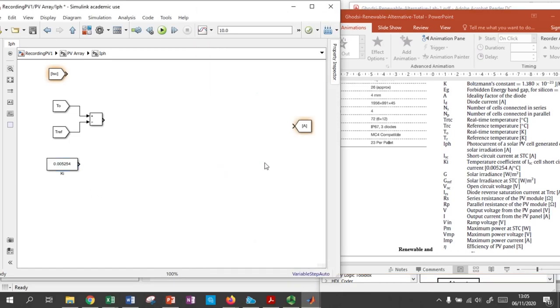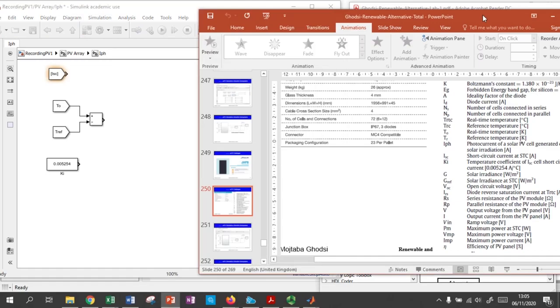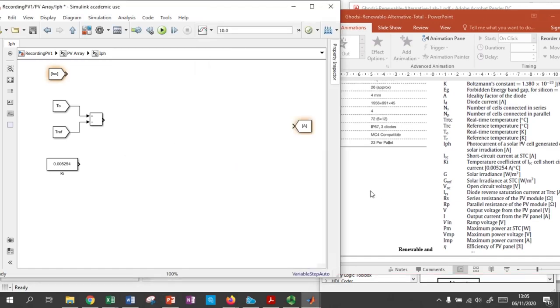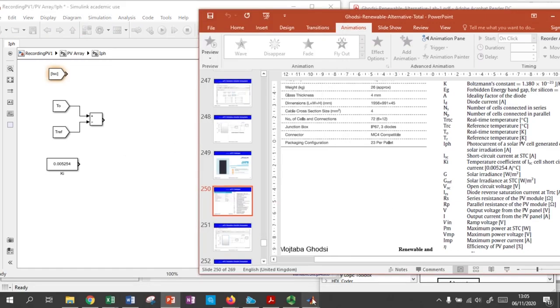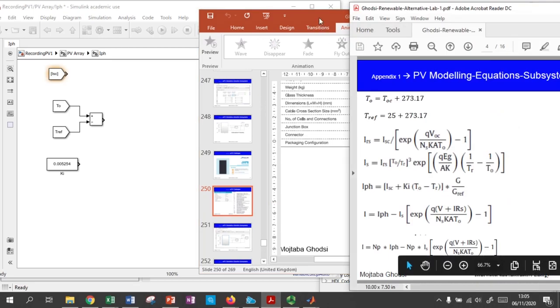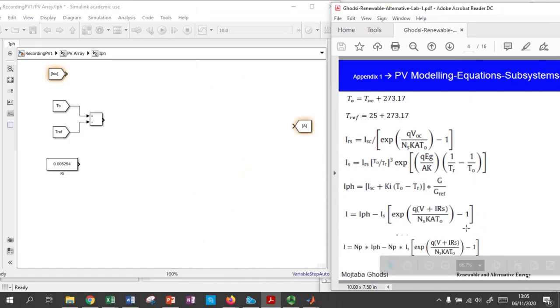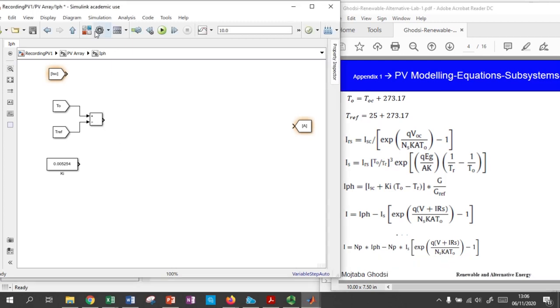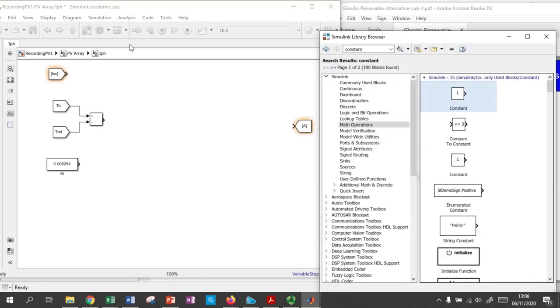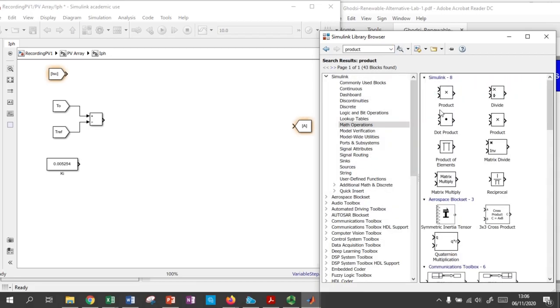Okay, this is Ki. Then we need to multiply this one. We will multiply to whom? It was in the PDF file. Let me minimize this one. Yes, this is Ki times (T0 minus T reference). Multiply this one, then easily I will use a product. Okay, press it as a product, then it's here, then we will put it here.